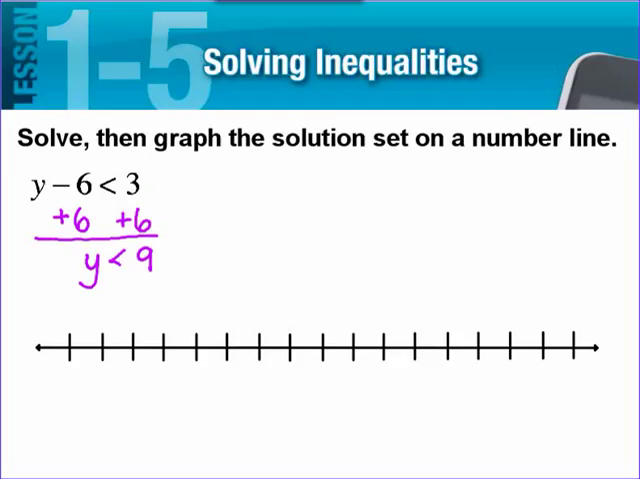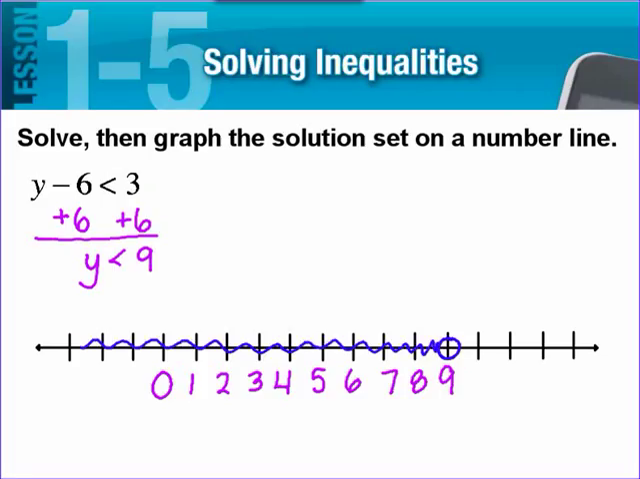So remember, one of the things we do is we always start with a 0 on our number line. And then I'm going to go ahead 1, 2, 3, 4, 5, 6, 7, 8, 9. At 9, what am I going to put? Open. Yep, open circle. And which way am I going to shade? To the left. And then remember, when I get to the arrow, I'm going to shade that nice and big. And there you go.